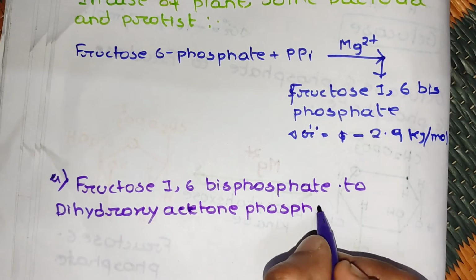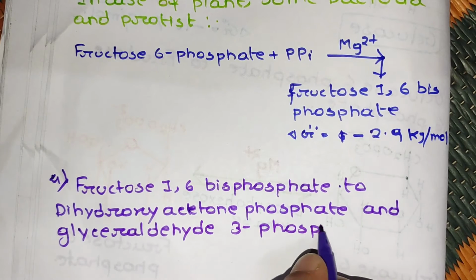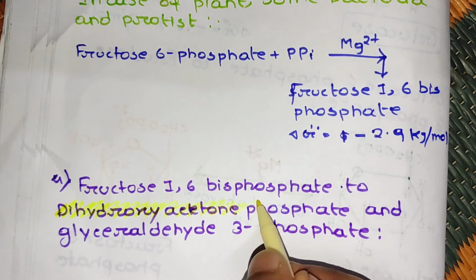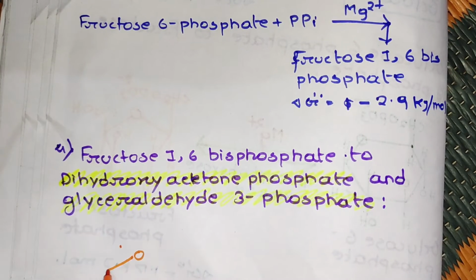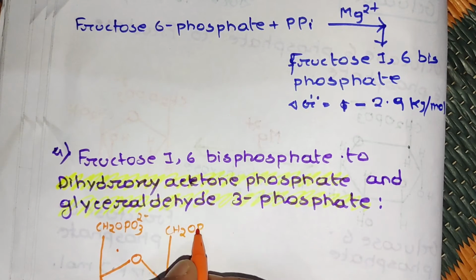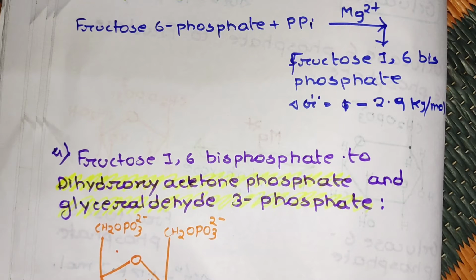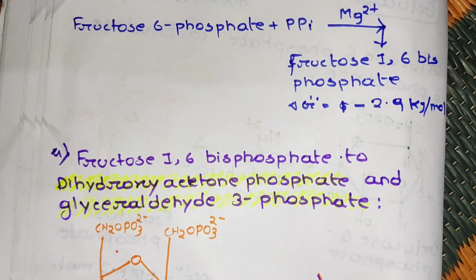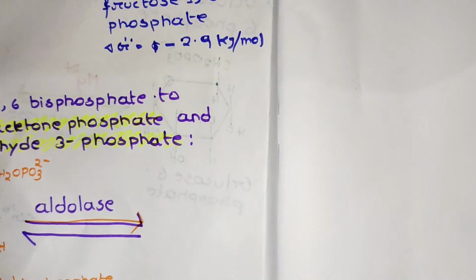The fourth step of glycolysis is fructose 1,6-bisphosphate to dihydroxyacetone phosphate and glyceraldehyde 3-phosphate. These are 3 carbon compounds, and it is also a reversible step of glycolysis. This is the structure of fructose 1,6-bisphosphate, and this reaction is catalyzed by aldolase.